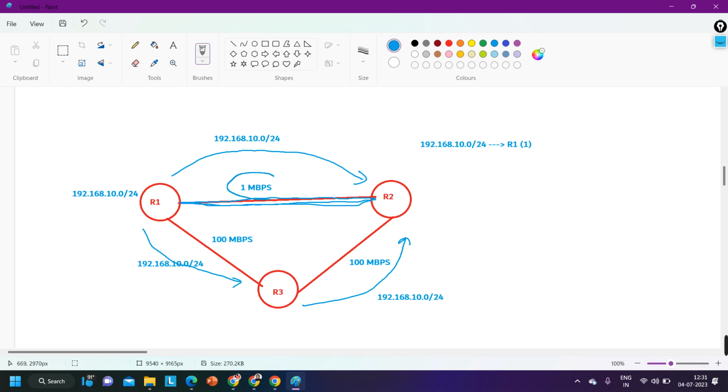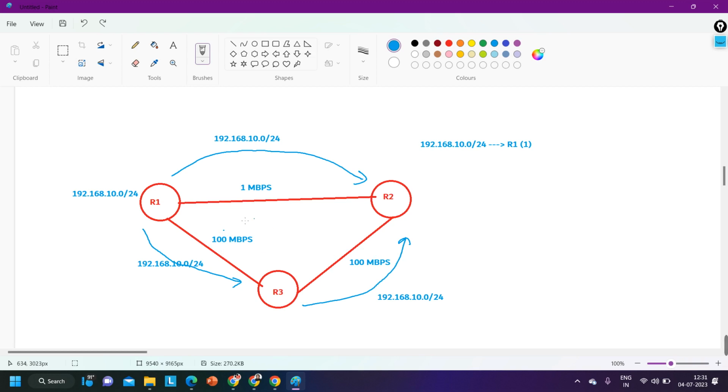Because here you can see we have only a 1 Mbps link. According to you, which path is the best path between router 1 and router 2? Here we have a 100 Mbps link. Definitely the lower path is the best path. This path is the best path, yes or no?